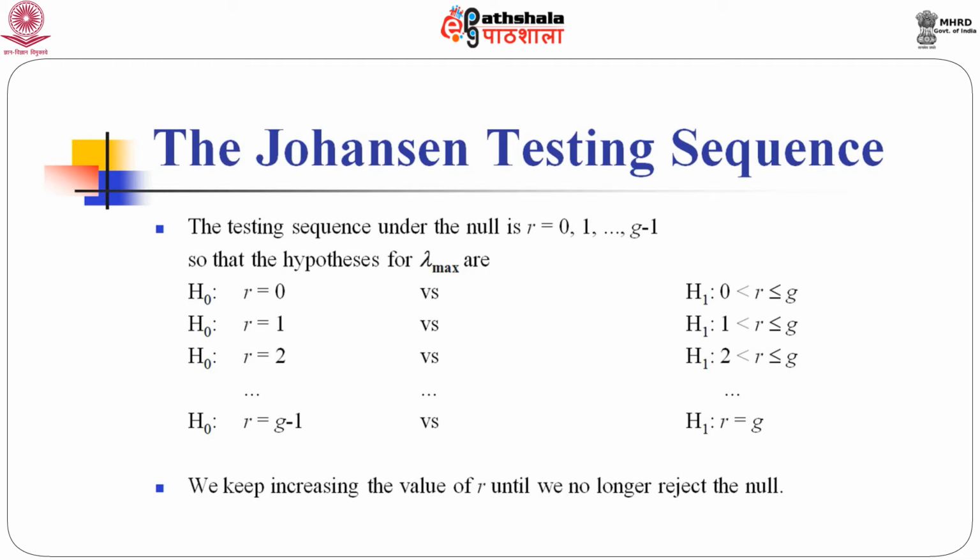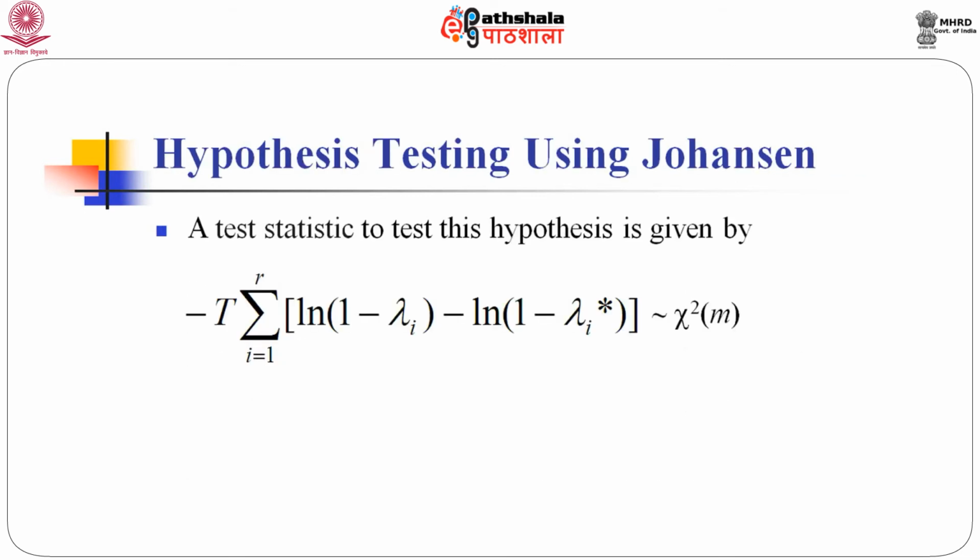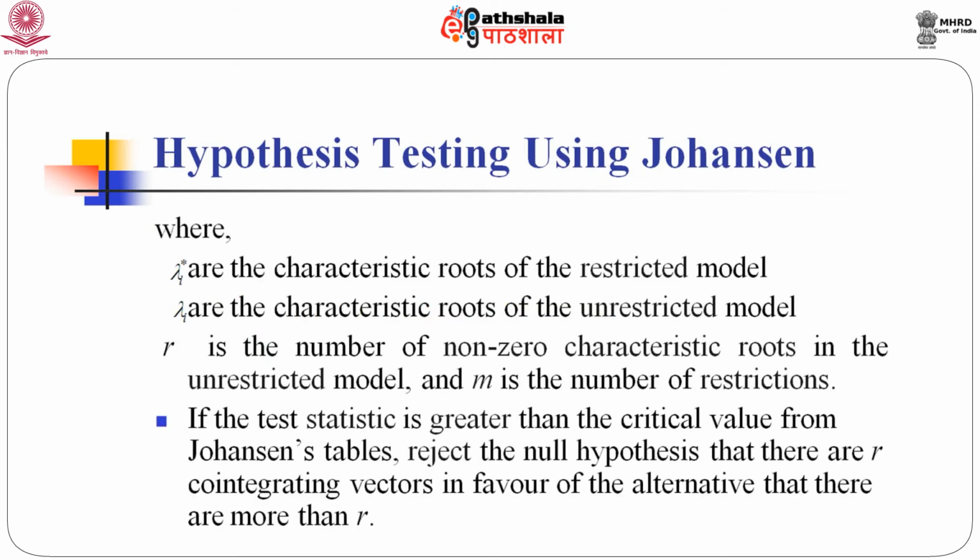So, first what we do, we test whether the rank is 0 versus rank is 1 versus rank is 2, like that, and finally we test whether the rank of the matrix is r equal to g or not. So, we keep on increasing the value of r until we no longer reject the null hypothesis. The test statistics to test the hypothesis are these, where the test statistics follow a chi-square distribution with m degrees of freedom, m being the number of restrictions.